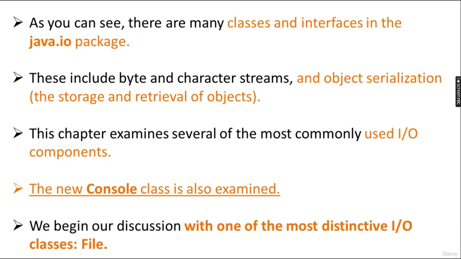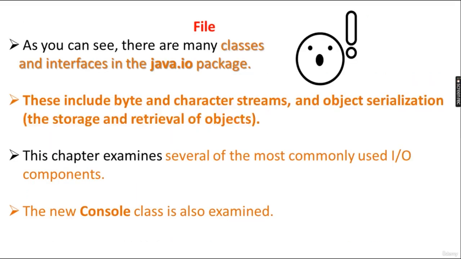Now we will see several of the most commonly used input-output components, including classes and interfaces. The new Console class is also examined in this chapter. We begin our discussion with one of the most distinctive input-output classes, that is File. The File class we have already introduced in the previous chapter, but now we will see how it is implemented in detail. So we will start with File, the first and most important class.